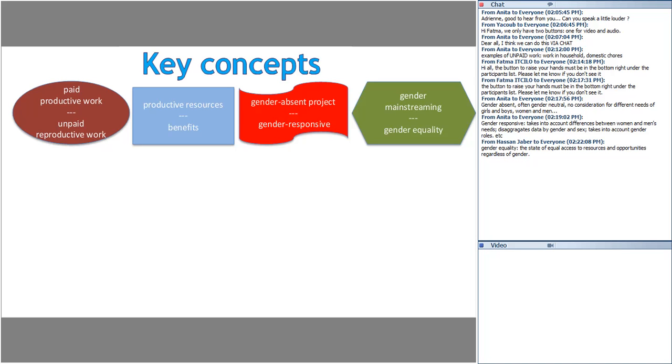Okay, Hassan Jabber, thank you. Gender equality, the state of equal access to resources and opportunities regardless of one's sex or gender.